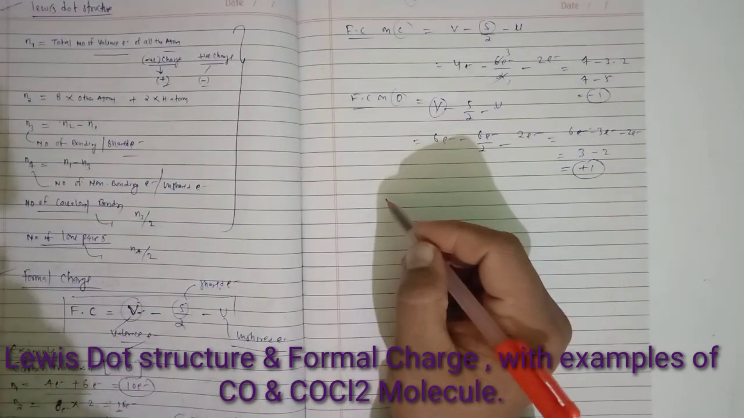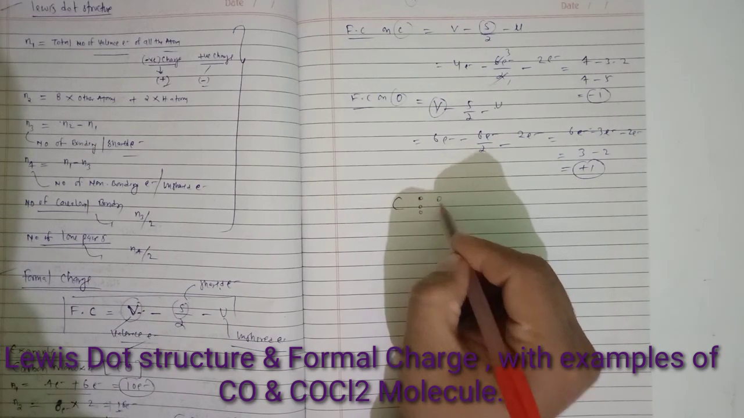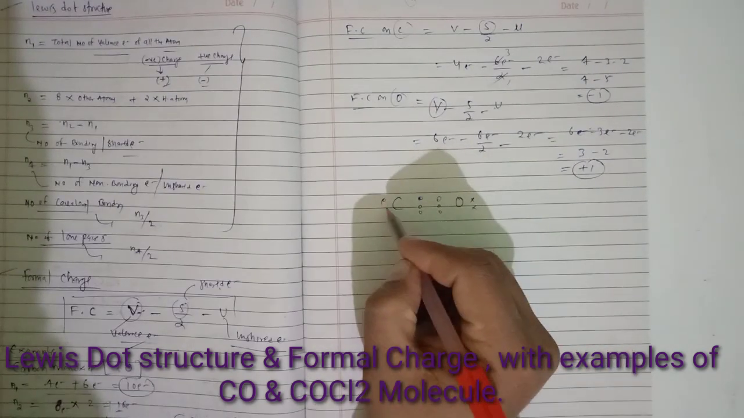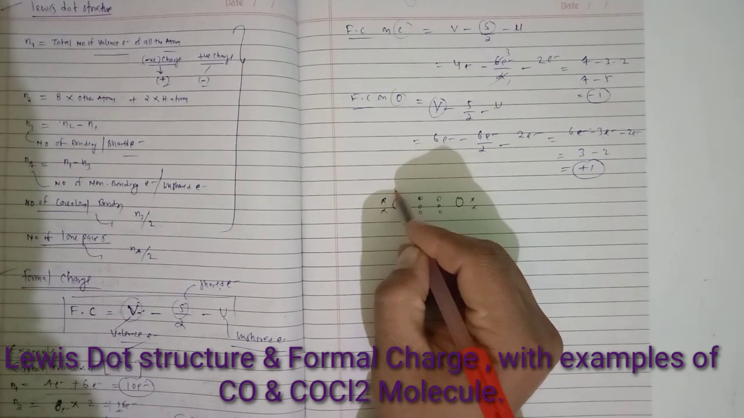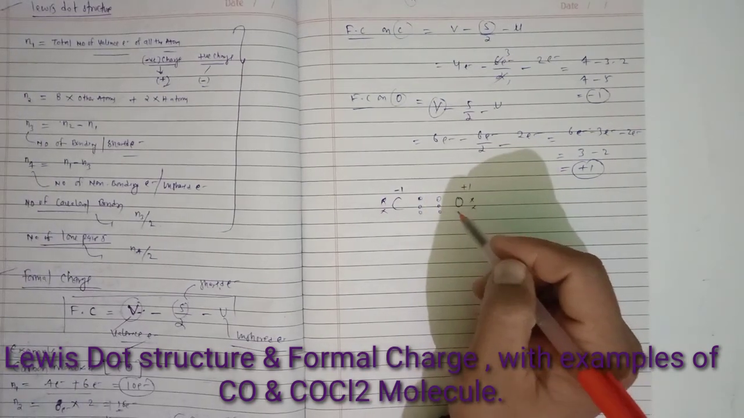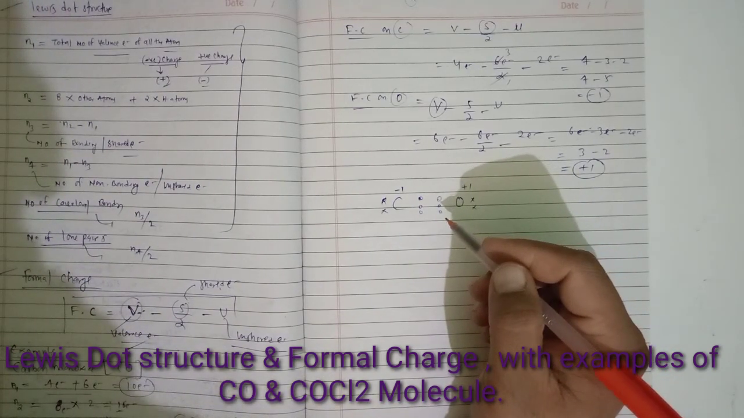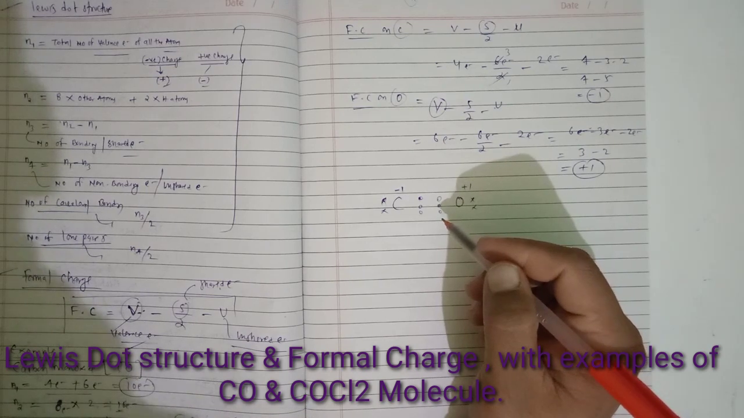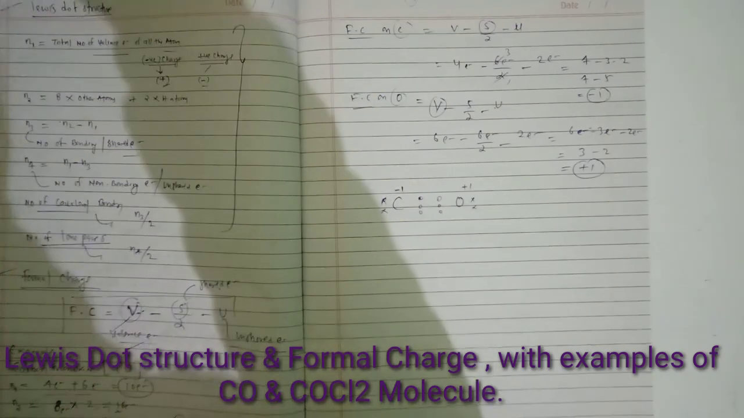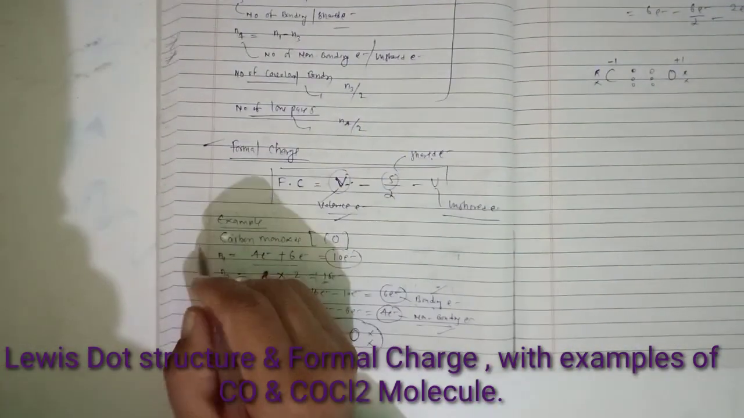So if I show you again the Lewis dot structure, here 1, 2, 3, 4, 5, 6 on oxygen, and here it will be 1, 2. This carbon will be acquiring a negative charge, and this oxygen will be acquiring a positive charge. So this is how we make a Lewis dot structure of carbon monoxide.